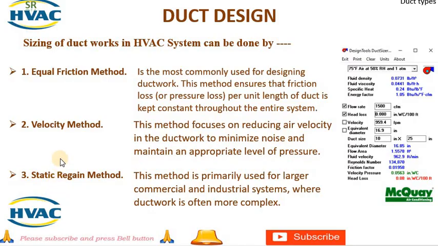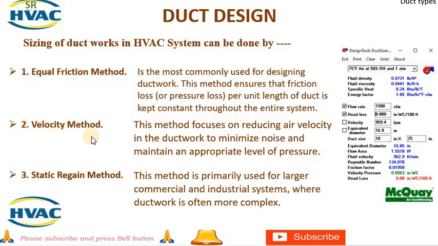Okay, friends, the next point in our duct system is duct design. The sizing of ductwork in the HVAC system can be done by three methods, namely the equal friction method, velocity method, and static regain method. Okay, the equal friction method is the most commonly used for designing ductwork. This method ensures that the friction loss or pressure loss per unit length of a duct is kept constant throughout the entire system, from the main duct to the branch duct. We put the same friction loss, mainly 0.08 or 0.1.